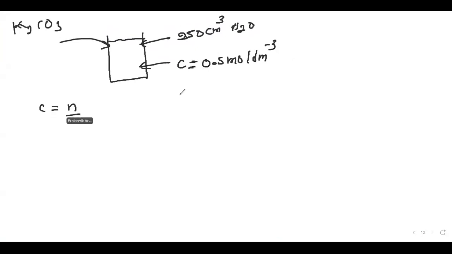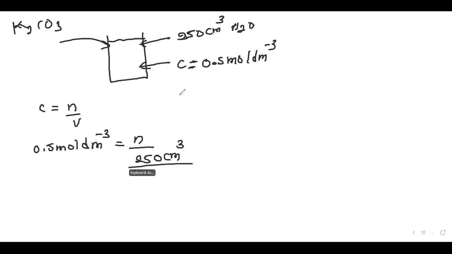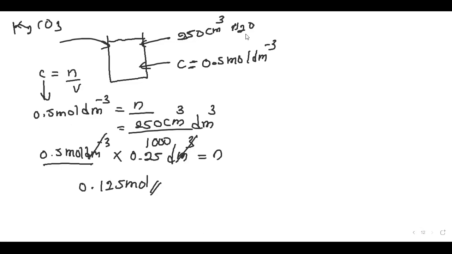What is a concentration? Number of moles over volume. They ask for 0.5 moles per decimeter cube. The number of moles is dissolved in 250 centimeter cubes. We convert centimeter cubes to decimeter cubes by dividing by 1000, giving 0.25 decimeter cubes. So the number of moles is 0.5 times 0.25, which is 0.125 moles.